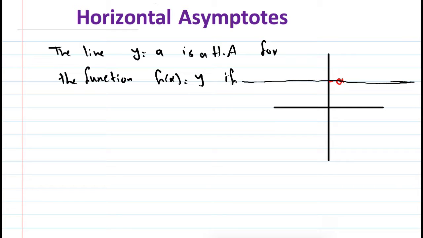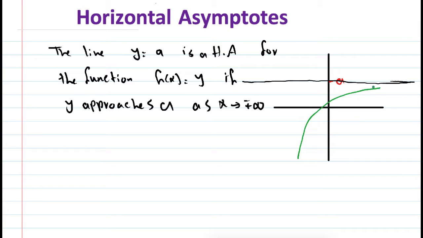If y approaches A as x approaches positive and negative infinity. So if we have a function, and the points on it, when we increase its x values, so for example this point right here and this point, the x values of this function get bigger and bigger. It goes toward infinity. When we go toward infinity, we see that our y values get closer and closer to the asymptote. So that is basically a horizontal asymptote.